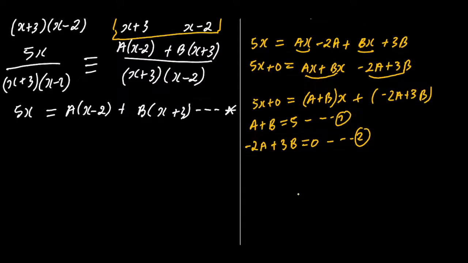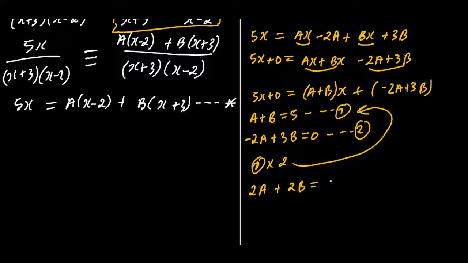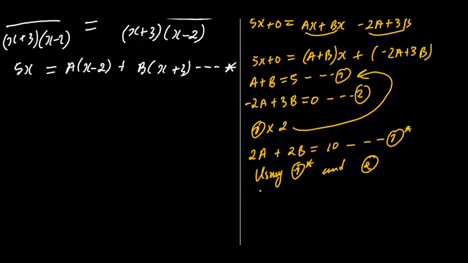I would prefer elimination in this case. So what's the first thing we need to do? For elimination, we're going to take our equation 1 times 2. By doing this, we're going to have 2a plus 2b to be 10. So this is equation 1 star. We're going to use equation 1 star with equation 2, simply taking equation 1 star plus equation 2.